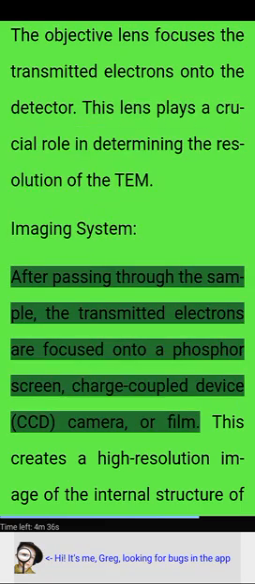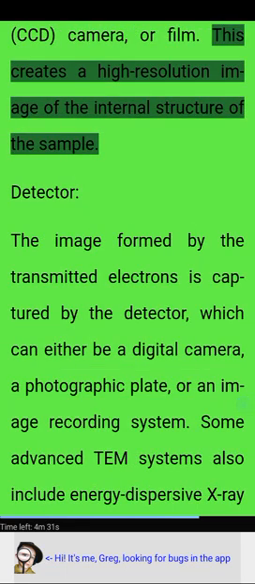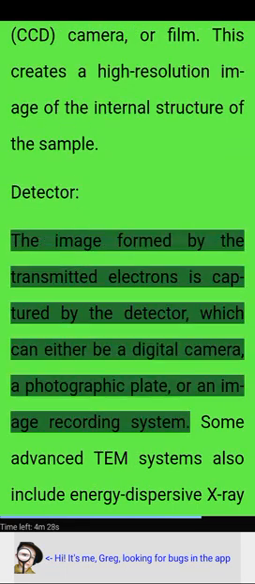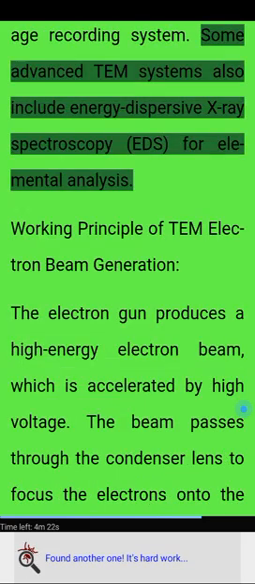Imaging system. After passing through the sample, the transmitted electrons are focused onto a phosphor screen, charge-coupled device (CCD) camera, or film. This creates a high-resolution image of the internal structure of the sample. Detector. The image formed by the transmitted electrons is captured by the detector, which can either be a digital camera, a photographic plate, or an image recording system. Some advanced TEM systems also include energy dispersive X-ray spectroscopy (EDS) for elemental analysis.